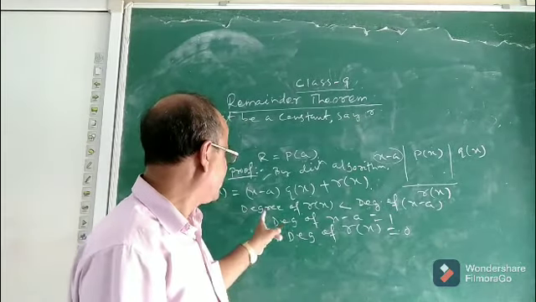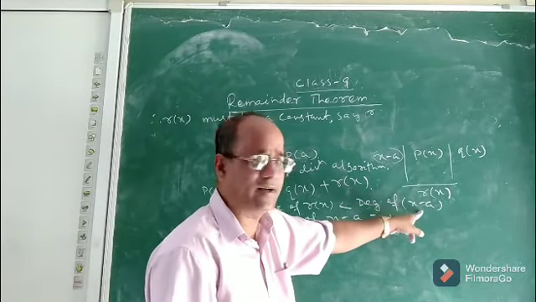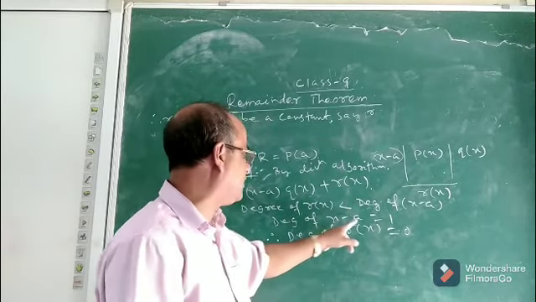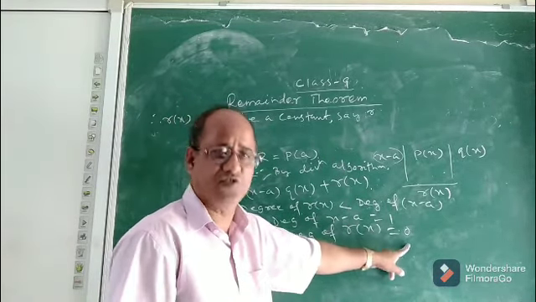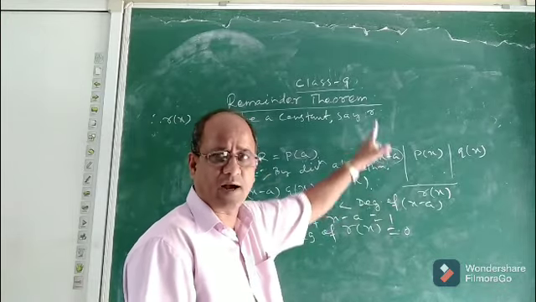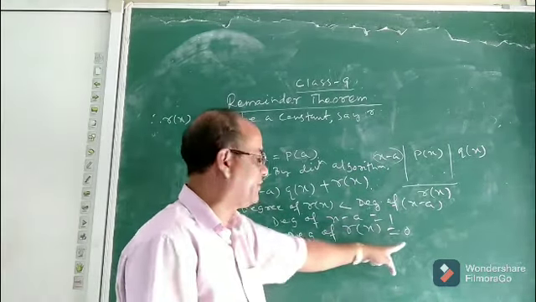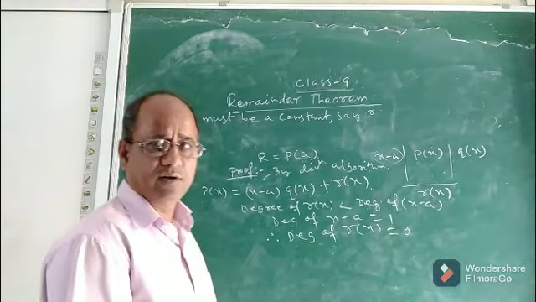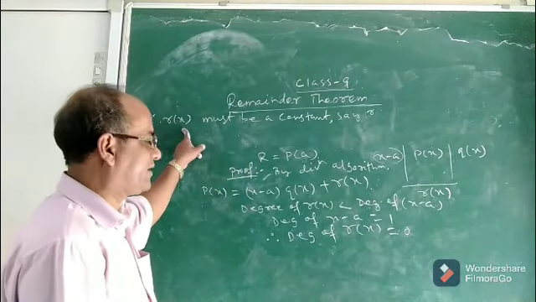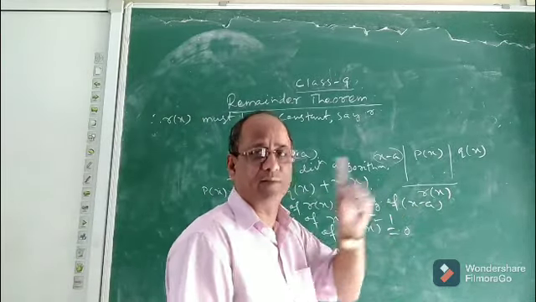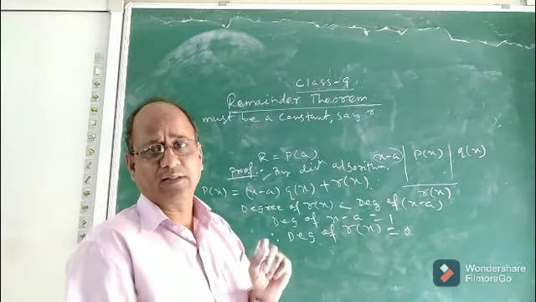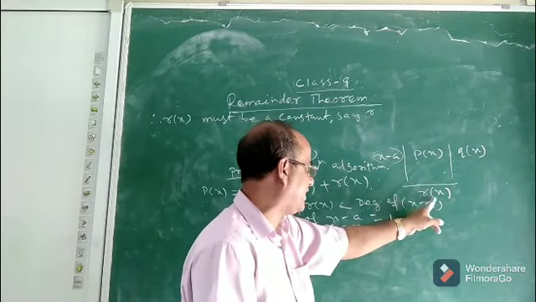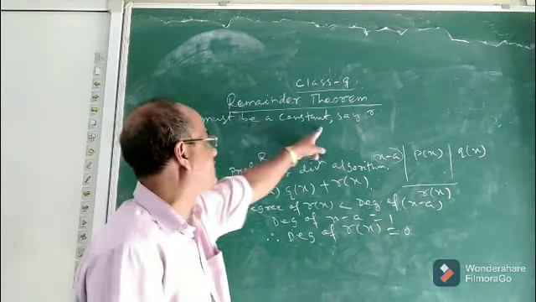So, since the degree of the remainder is always less than the degree of the divisor, and the degree of the divisor here is 1, definitely the degree of the remainder will be how much? 0. Because the degree of the divisor is 1, and less than 1 means 0. So the degree of the remainder will be 0. And if the degree of the remainder is 0, then R(x) must be a constant, because we know that the degree of a constant polynomial is 0.